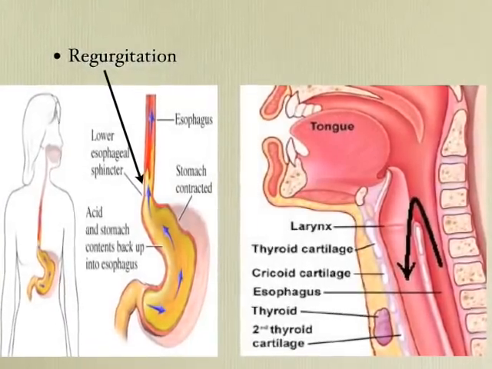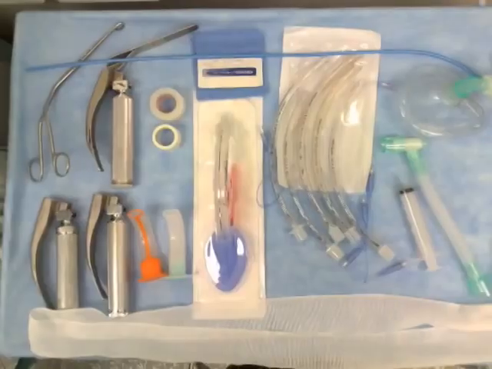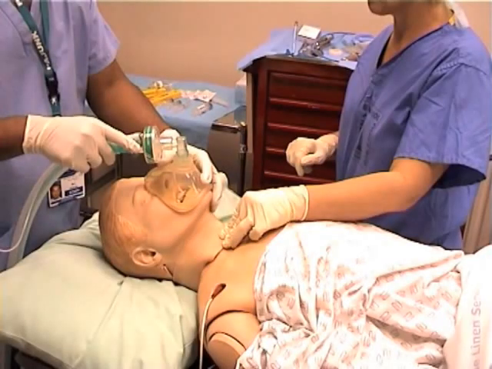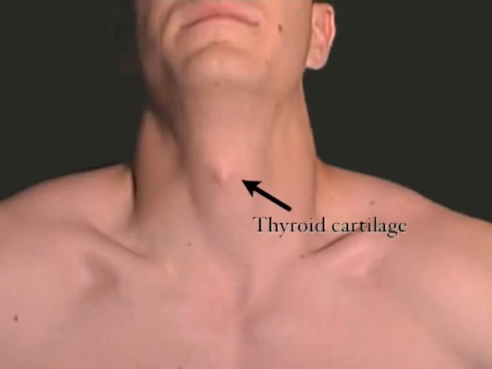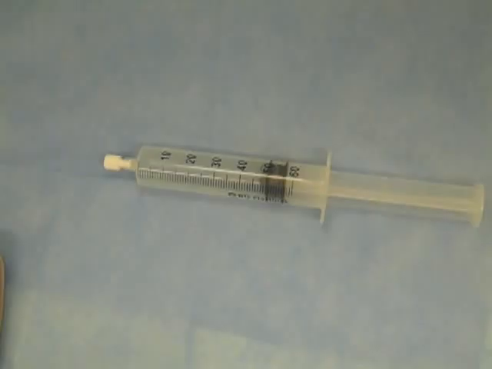To conclude, rapid sequence induction is done to reduce the risk of gastric aspiration. In this video, we saw how to prepare and perform a rapid sequence induction. We also demonstrated how to identify the cricoid cartilage and practice safe application of cricoid pressure.